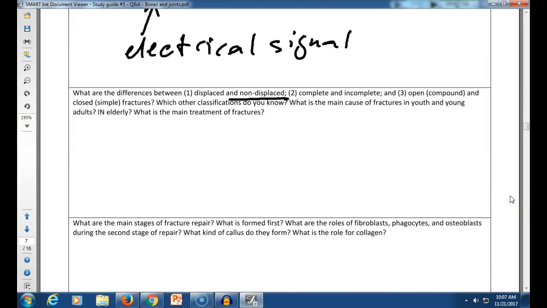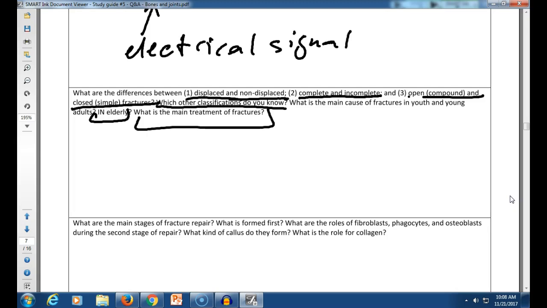Fractures: displaced, non-displaced, ends aligned, not aligned, complete, incomplete, completely broken, incompletely broken, open and closed fractures, penetration, no penetration of the skin. There are other classifications, like we mentioned, comminuted fractures, crushed, epiphyseal line fractures, but I'm not going to focus too much on those other classifications. Main cause of fractures in youth, trauma; in elderly, compression, brittleness of the bones. Main treatment of fractures, reduction.